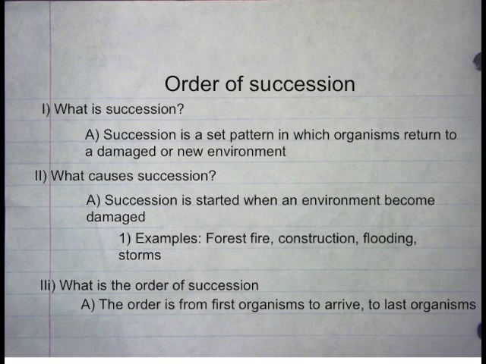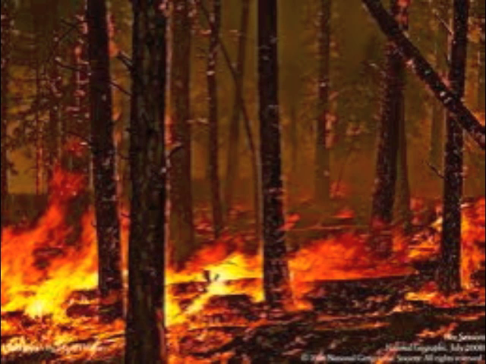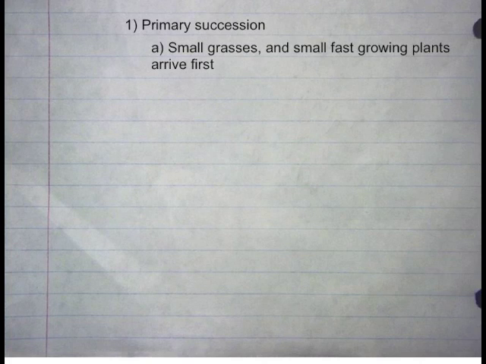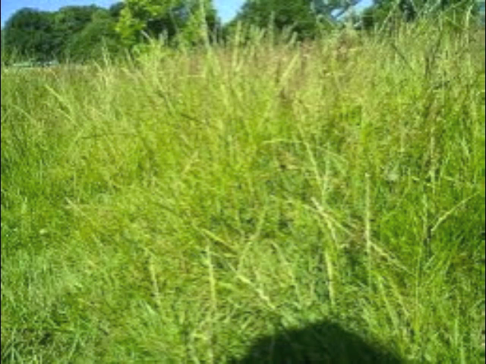The order of succession is from the first organisms to arrive to the last organism. The next part looks at the first organisms to the climax species that arrive. The first thing that happens in our example is a fire occurs, and there are no organisms currently present. Primary succession. Small grasses and small fast-growing plants arrive first. Primary successors, like grasses and other plants, grow very rapidly and don't require many nutrients, hence why they're the first to arrive and can begin to create a stable ecosystem.